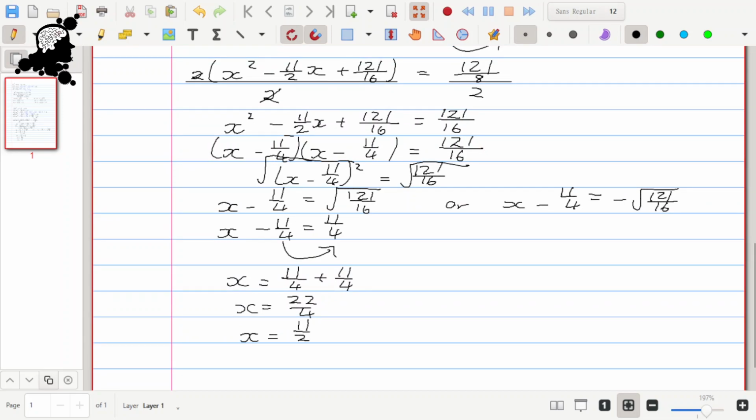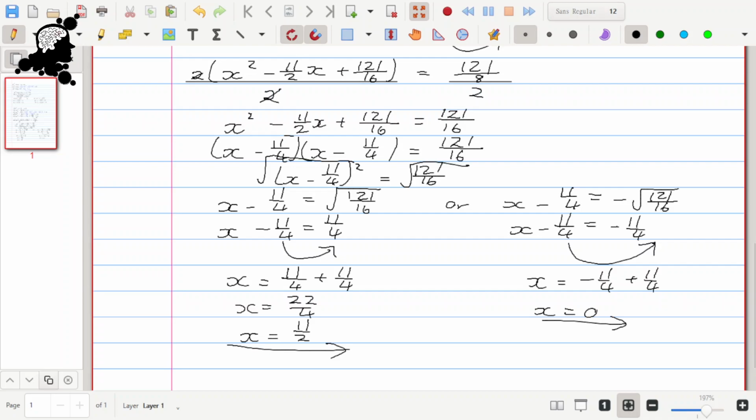On the right-hand side, x minus 11 over 4 is equal to negative 11 over 4. I could take this 11 over 4 to the other side. We're going to get x is equal to negative 11 over 4 plus 11 over 4. We get x is equal to 0. There we are. We have solved for x.